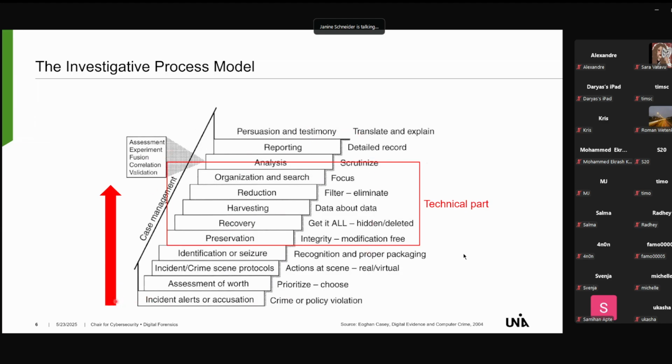You can see that it starts here at the bottom and goes up. That doesn't mean that it's getting more complicated. It's just the order of steps, the sequence of events. And this part in the middle, the technical part, is especially interesting for us, but we will talk about every step quickly. And I think you will get why while we talk about it.